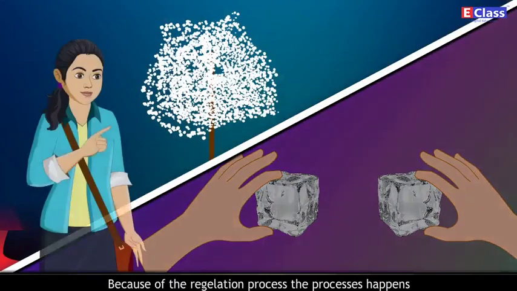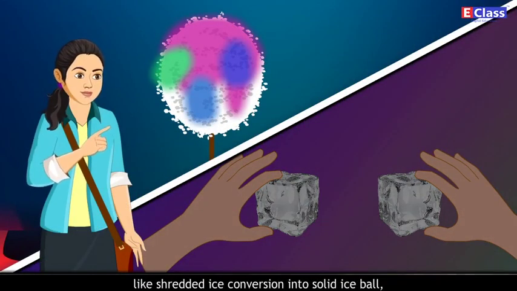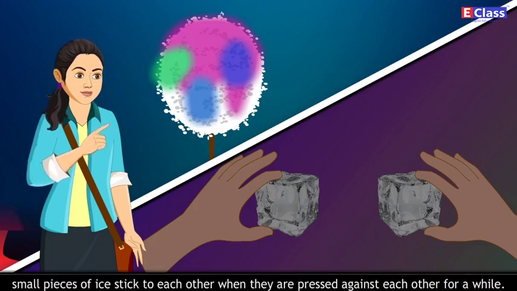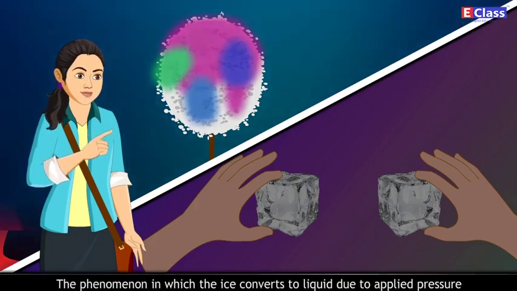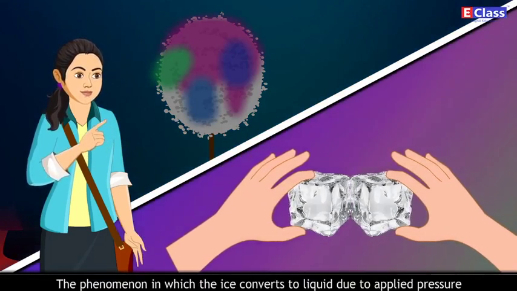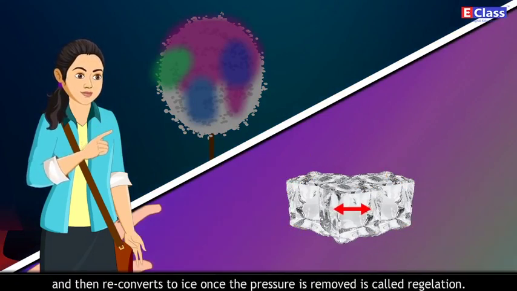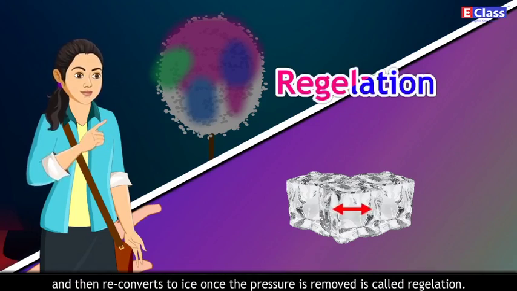Answer: because of the regelation process, shredded ice converts into a solid ice ball. Small pieces of ice stick to each other when they are pressed against each other for a while. The phenomenon in which the ice converts to liquid due to applied pressure and then reconverts to ice once the pressure is removed is called regelation.